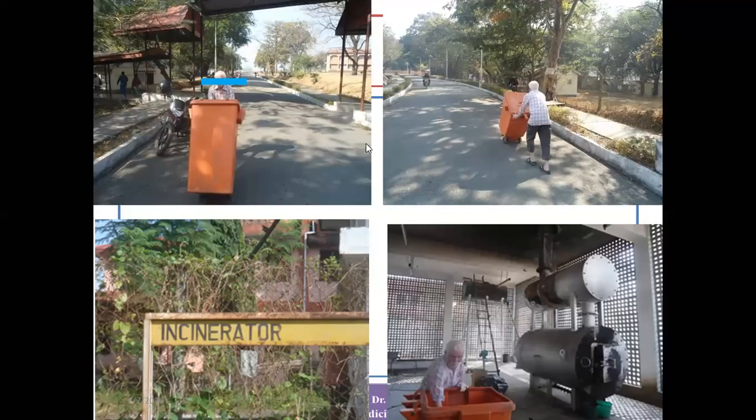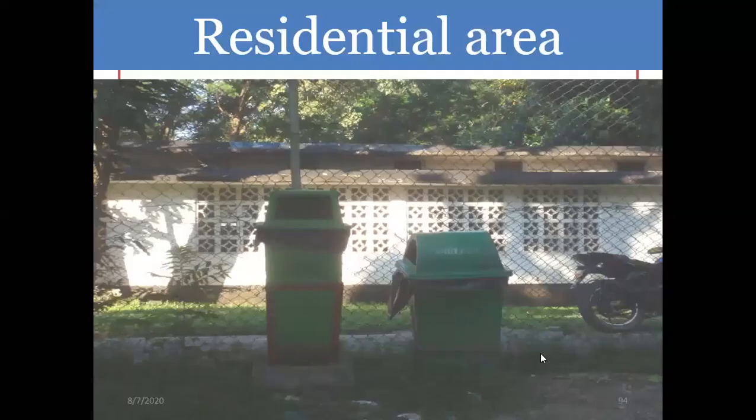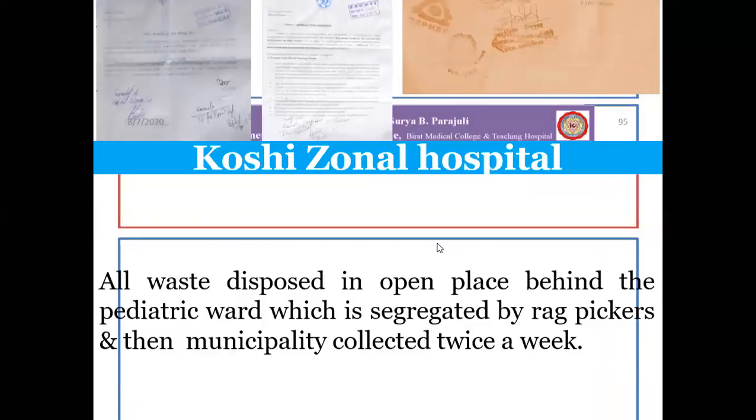So this is the process of incineration. This person transfers waste to the incinerator. You can see the incinerator of BP Koirala Institute of Health Sciences, and this is the incineration chamber. This is the real figure. You can see the waste here, and after incineration its volume decreases significantly. This is the residential area waste collection bins. These are some of the agreements. I don't want to go into details.